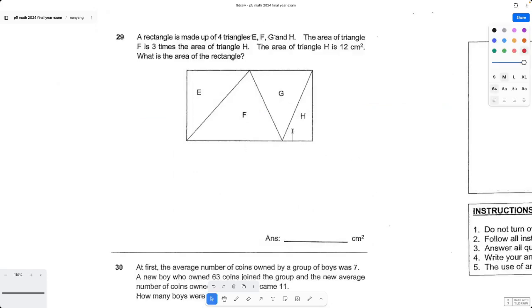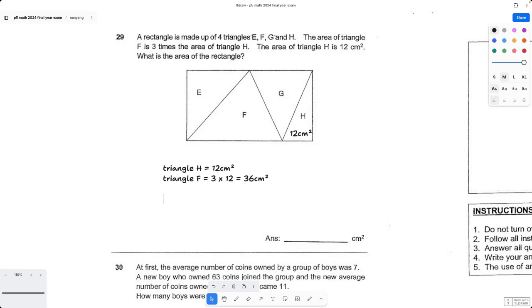We know that H over here is 12 centimeter square, right? Let me make it this. So what about F? Triangle H is equal to 12 centimeter square. I'm gonna put everything here, and this is H. Triangle F is basically 3 times H, which is 3 times 12. This will be 36 centimeter square. So what is the area of the rectangle?